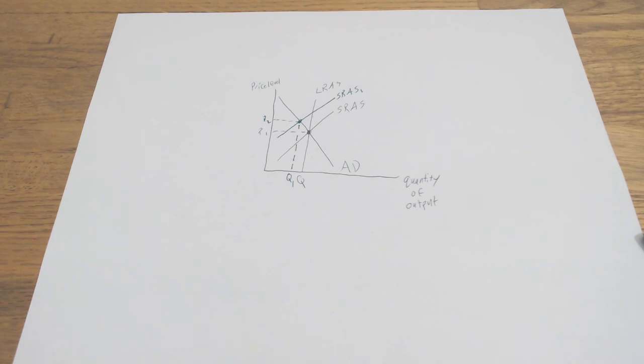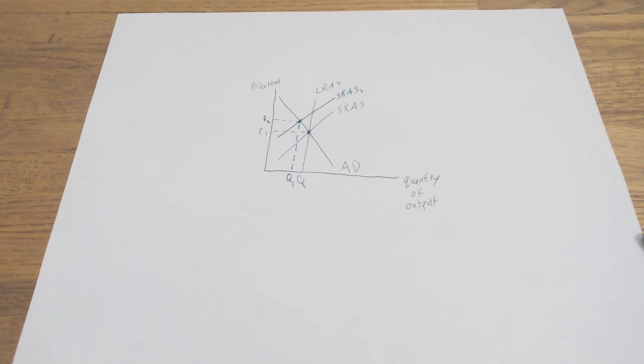So when aggregate demand shifted to the left, we had a decrease in prices and a decrease in quantity. However, when the short-run aggregate supply shifts to the left, we have a different scenario. We have prices increasing and quantity decreasing. So this is stagnation, because we aren't producing as much, and inflation when prices are increasing. This is sometimes referred to as stagflation. Just combine the words, you get stagflation.